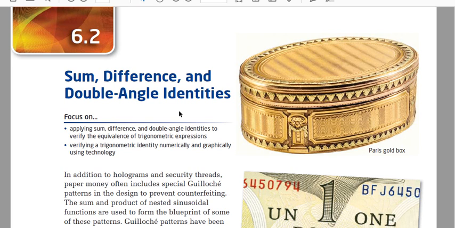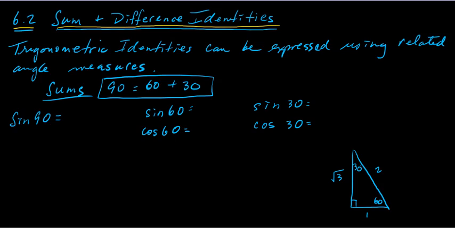So sum, difference, and double angle identities. We just got finished talking about, in 6.1, Pythagorean identities, reciprocal identities, quotient identities. So what we're saying is that there are certain relationships that are true all the time, no matter what.